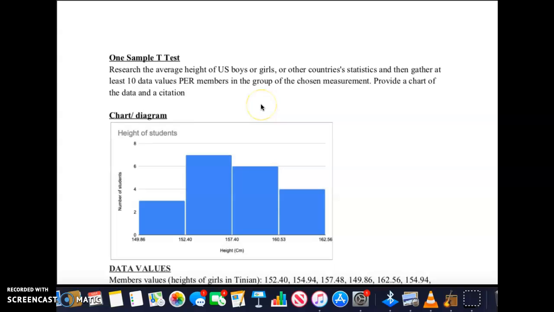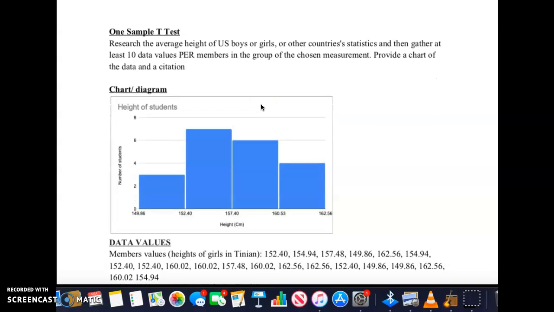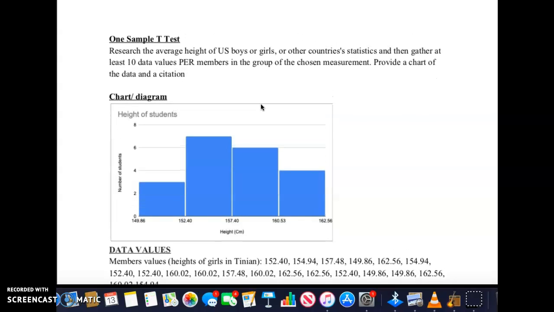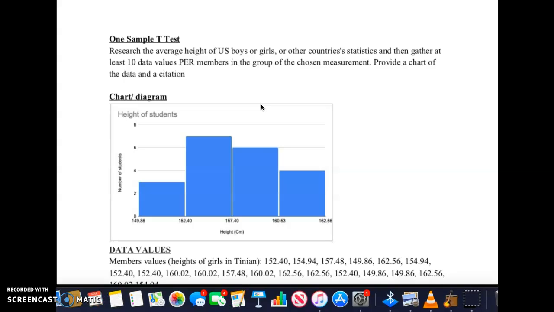In this video, I'm going to be explaining our one sample t-test. For this one sample t-test, we were required to research the average height of either US boys or US girls, and in this case we chose US girls, and compare that with our own sampled girls, which would be 20 girls.